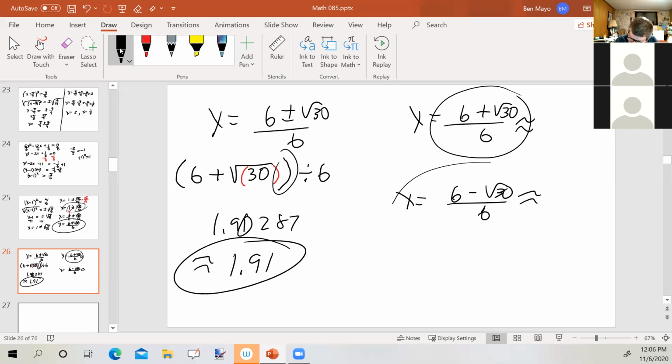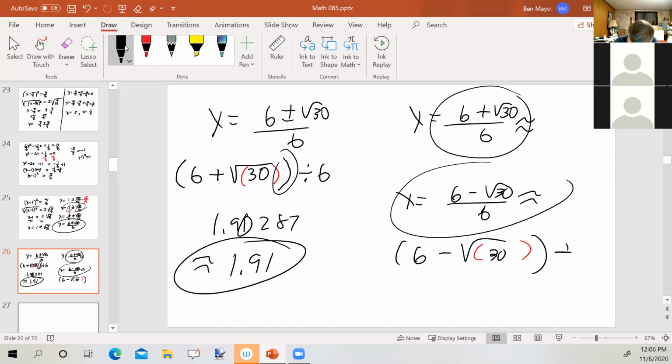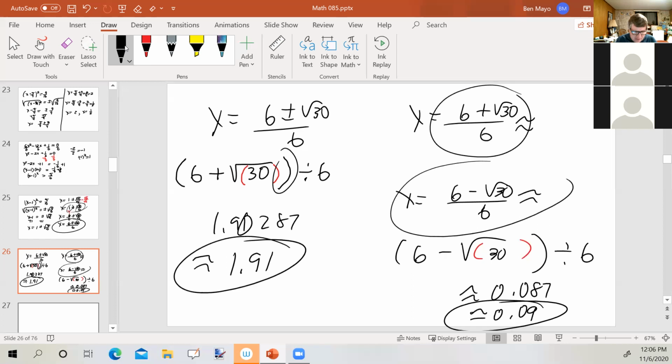Okay, the second one, we're going to do the same thing. Parentheses 6 minus the square root of 30, which is also in parentheses, and then the entire thing divided by 6. And here I get 0.087, which would be 0.09 to the nearest hundredth. Okay with that? Yes. All righty.